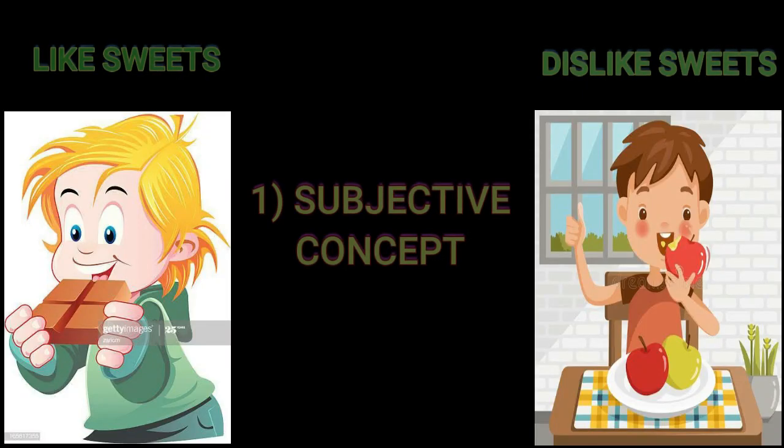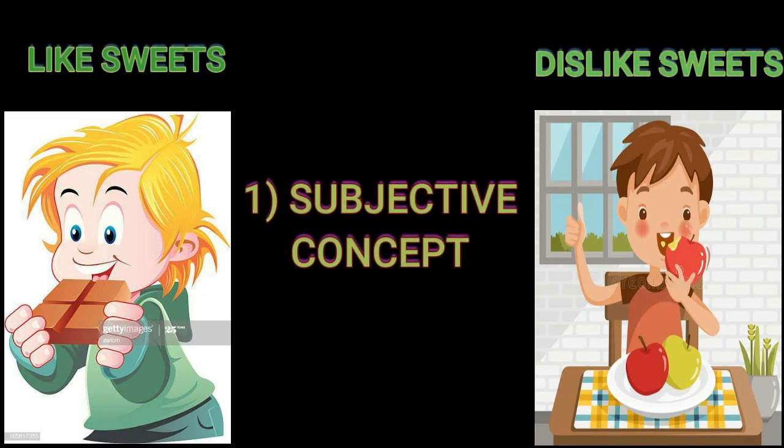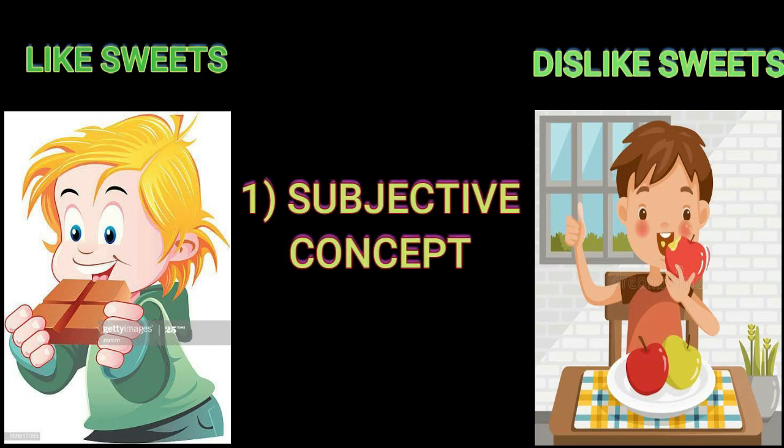Students, you may already know what utility is. Now let's see its various features. Number one is utility is a subjective concept. This means that it is relative and differs from person to person, place to place, and time to time. For instance, someone who likes sweets will get much higher utility than one who does not like them. As we see in the picture, you can understand easily.